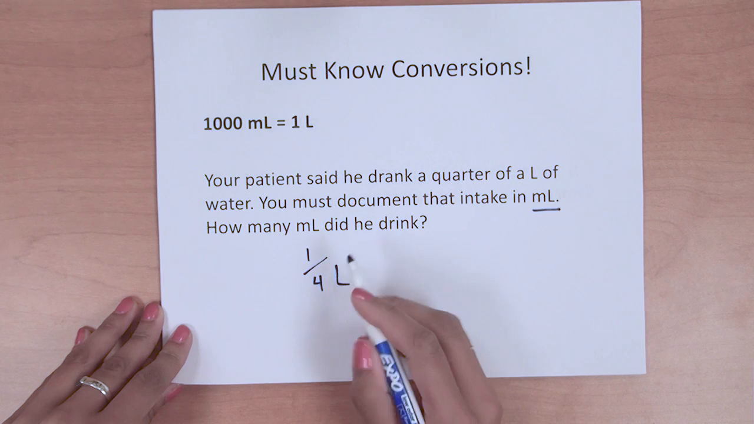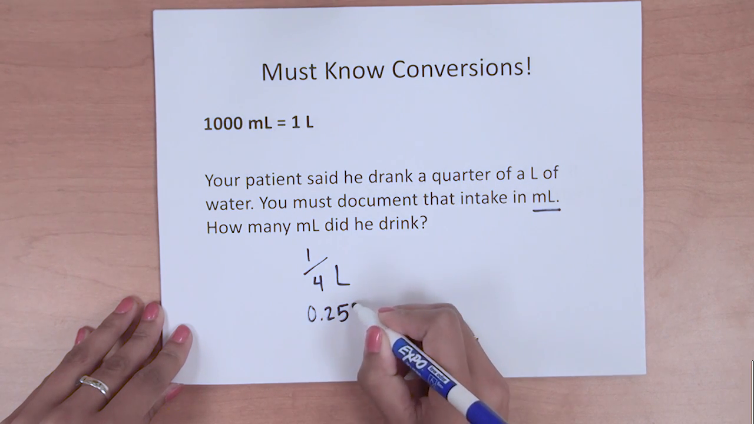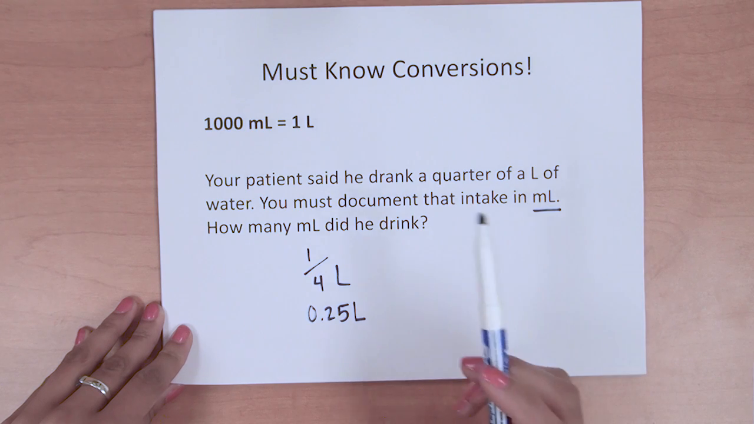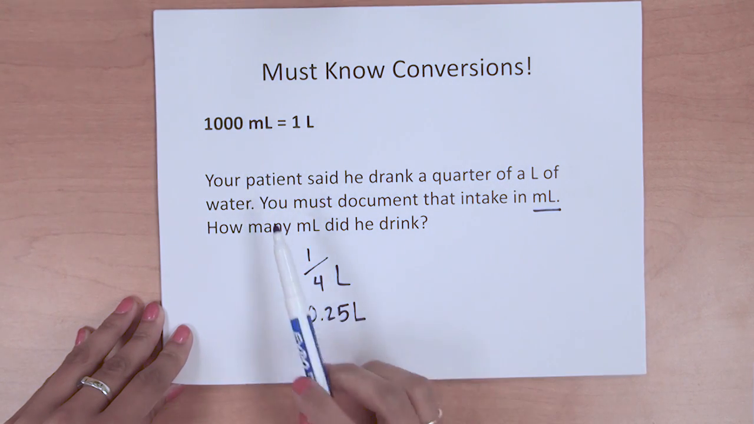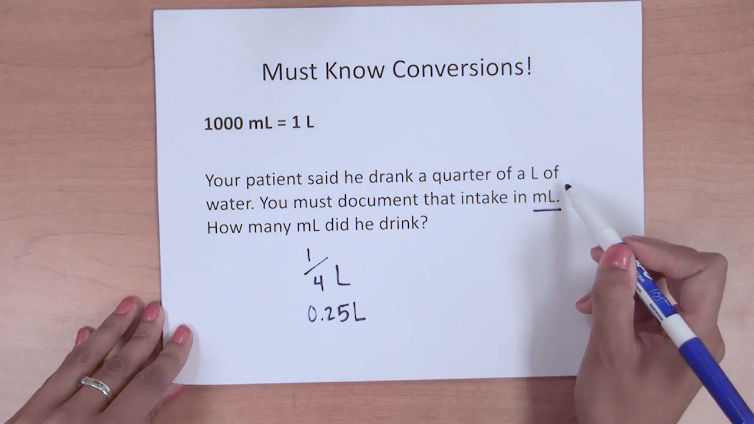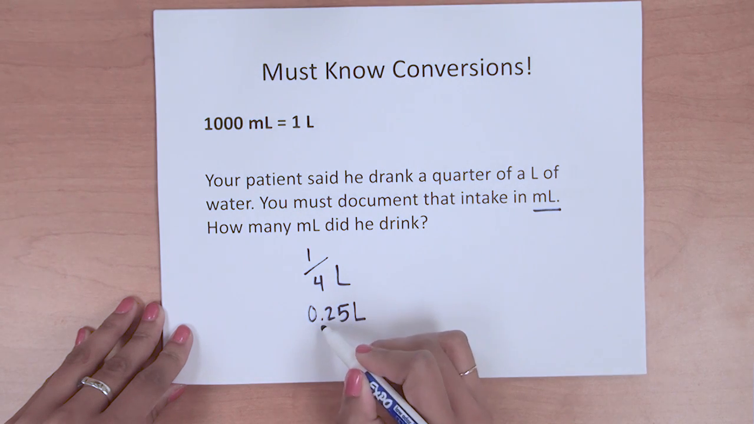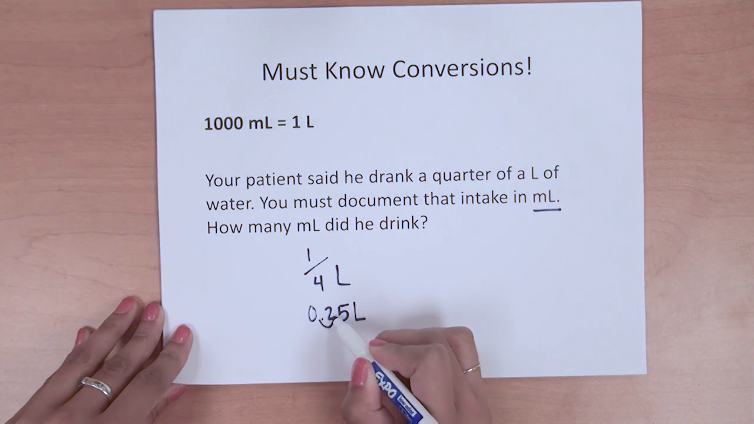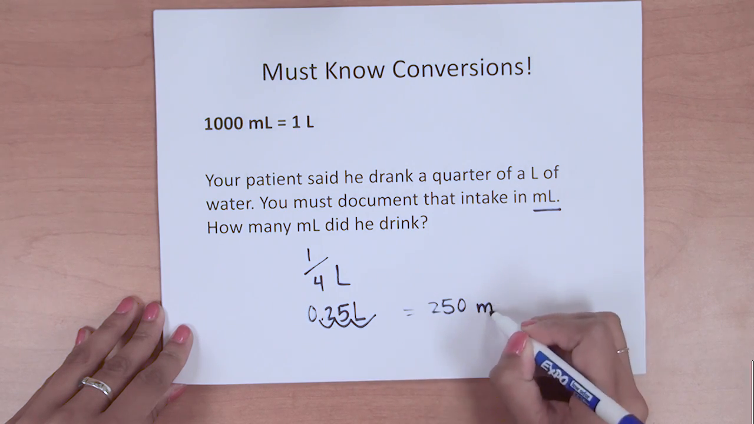So always turn a fraction into a decimal, 0.25 liters. And if you're going from a smaller unit, milliliters, to a bigger, that way you're going to divide, but since we want to go the opposite way to milliliters, we're going to multiply by 1,000. So that's 3 decimal places over, 1, 2, 3. That's going to be 250 milliliters.